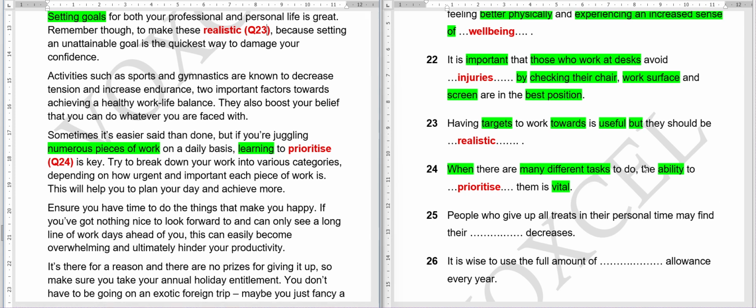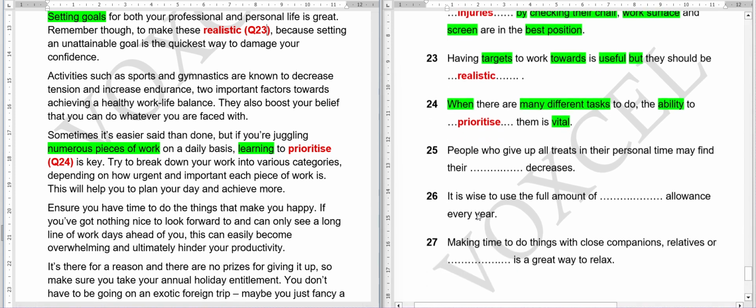So the ability to manage them is vital. So learning something is your ability to do something. So if you have learned something, it becomes your ability. So if you have learned time management, you are able to manage your time. If you have learned prioritizing your tasks, you have the ability to prioritize them. So I hope it is clear.